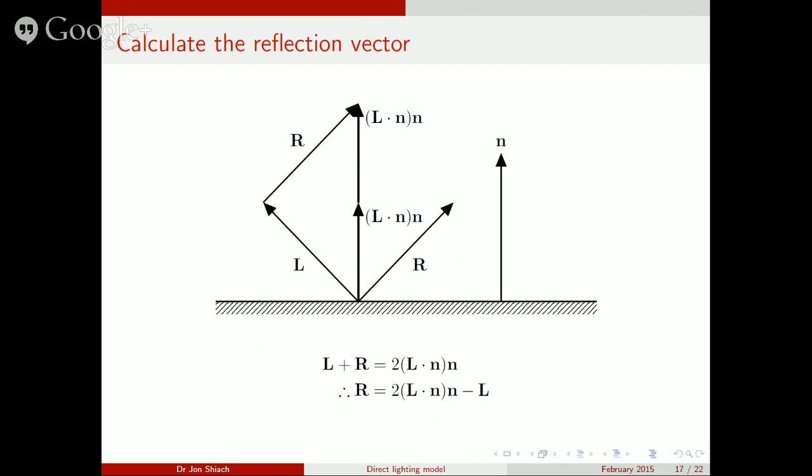Okay, so to calculate the reflection vector is really complicated using Cartesian geometry. Very, very easy using vectors. It's just a dot product, some multiplications and a subtraction. Okay, so that's how we calculate the reflection vector, which is required in specular reflection.